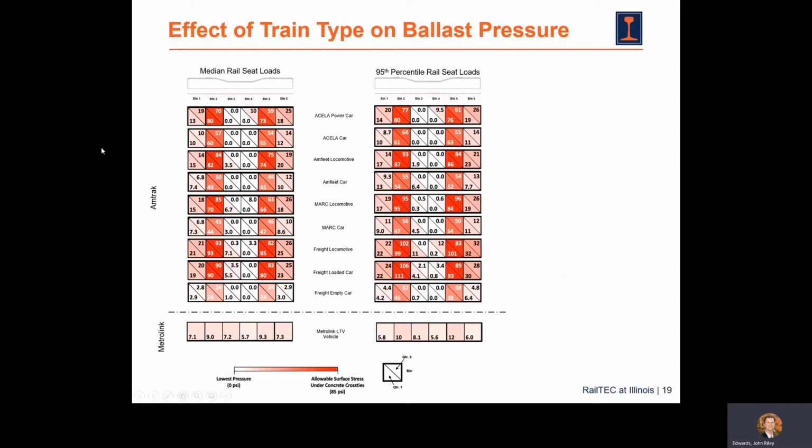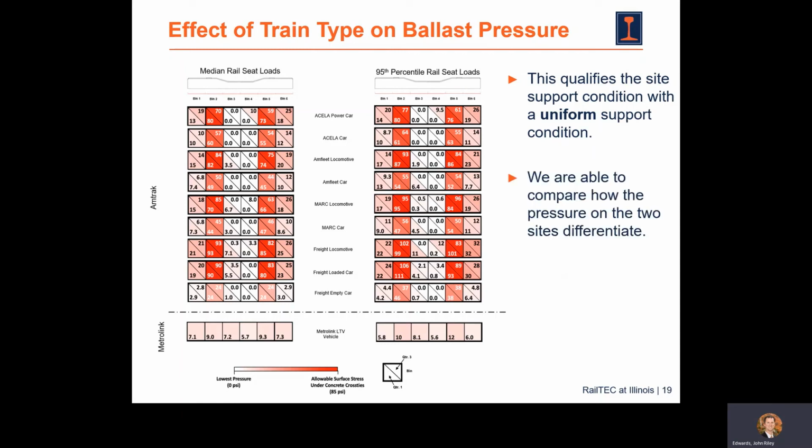Going back to the plan view, heat maps of the ballast pressure for concrete ties, we've added one more row under the bottom down here. This is our light rail transit vehicle on Metrolink. We see very light colors and very uniform pressure distributions that maps to the data that I just presented earlier. So this means we have a uniform support condition, and you can see very clearly how the two sites differ.